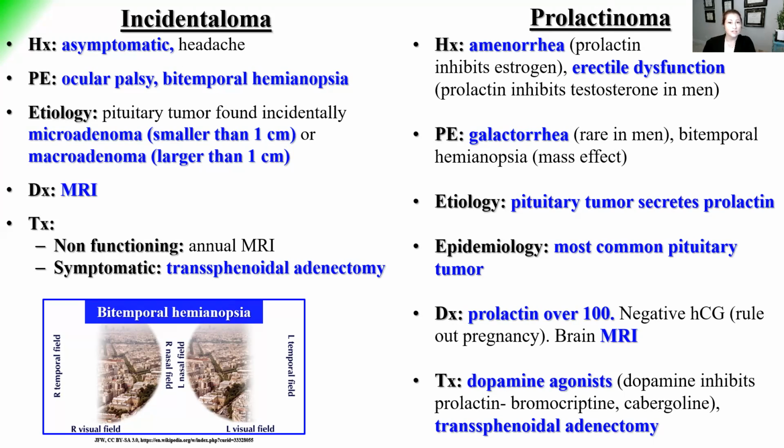Remember that prolactin is turned off by dopamine. So the dopamine that inhibits that prolactin, we're going to give that as a form of a dopamine agonist, something that works like dopamine. So bromocriptine or cabergoline would be the two examples of the medications that we could use. Transsphenoidal adenectomy, where again, we remove that pituitary gland, is also a surgical option.